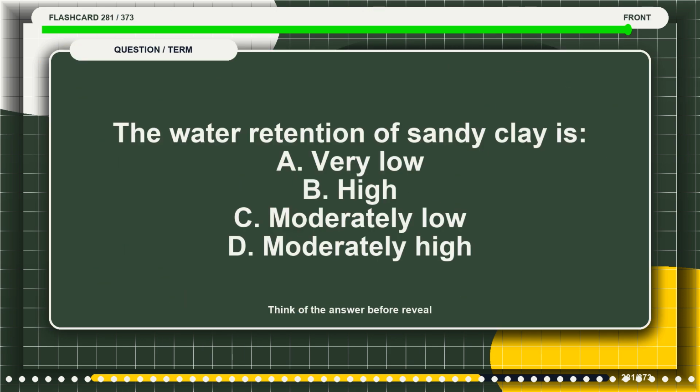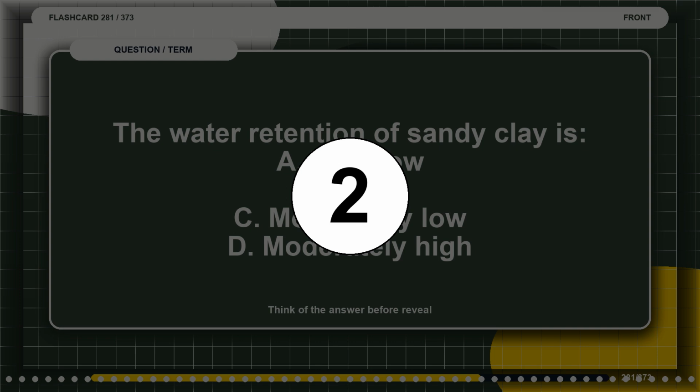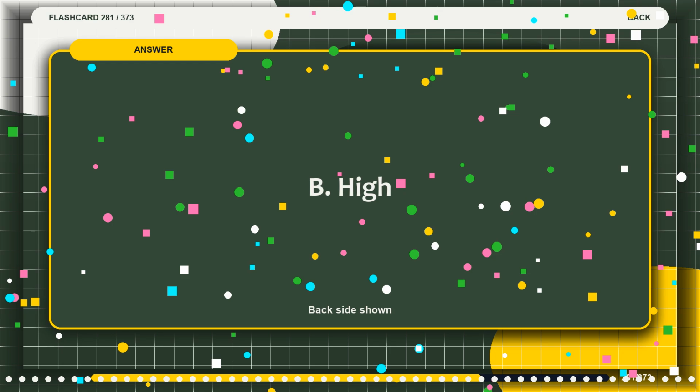Flashcard 281. The water retention of sandy clay is: A. Very low. B. High. C. Moderately low. D. Moderately high. Think of the answer before the reveal. The answer is B. High.